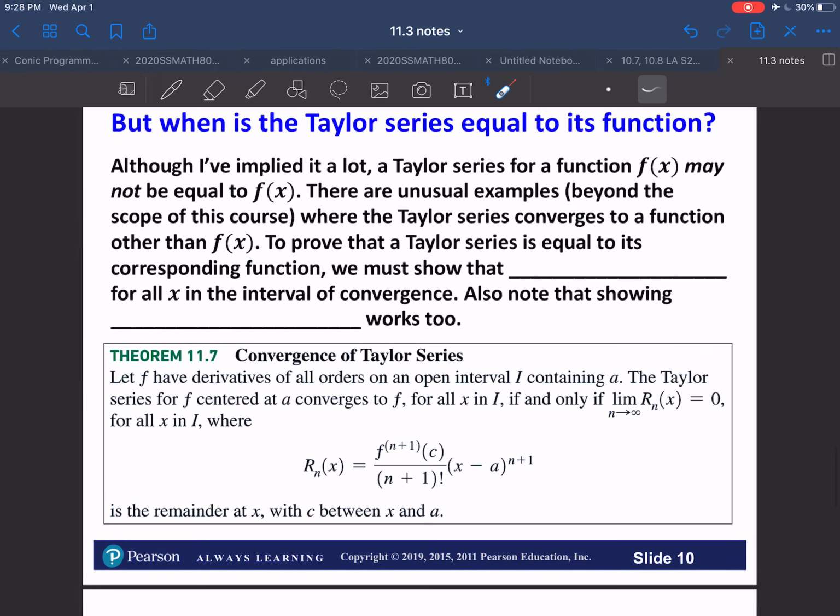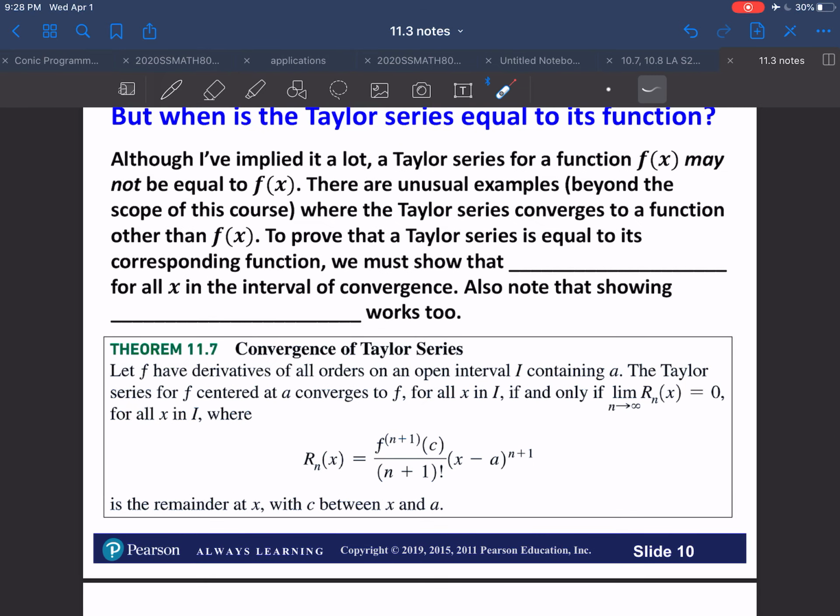But the idea is that sometimes this doesn't quite work. And there are some unusual examples beyond the scope of this course where the Taylor series will converge to some function other than f of x. I can't provide you with any examples off the top of my head. This is in a field of math that I'm not even that familiar with.